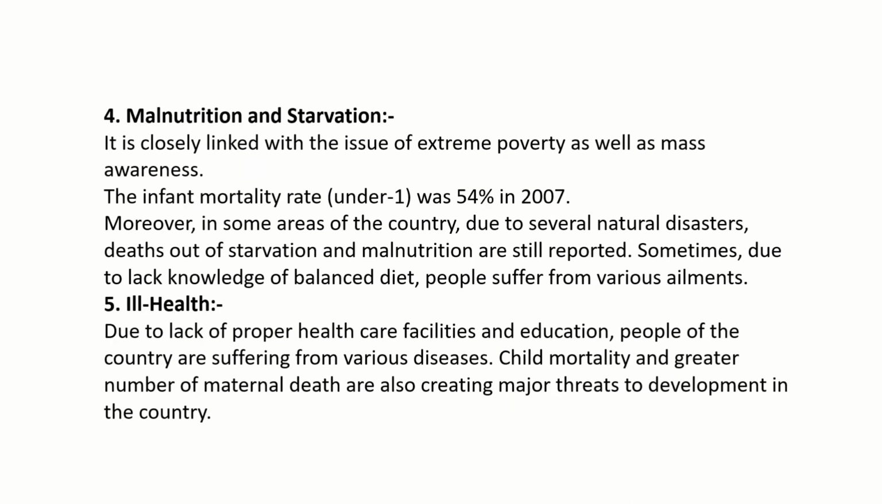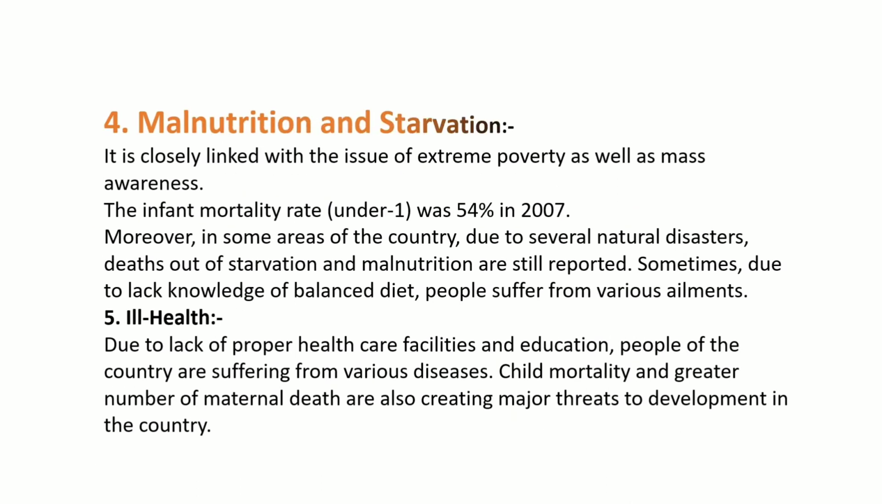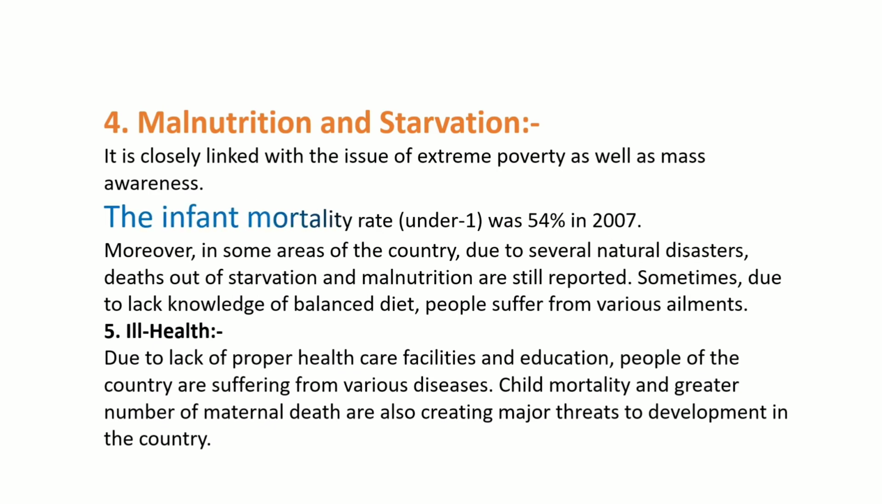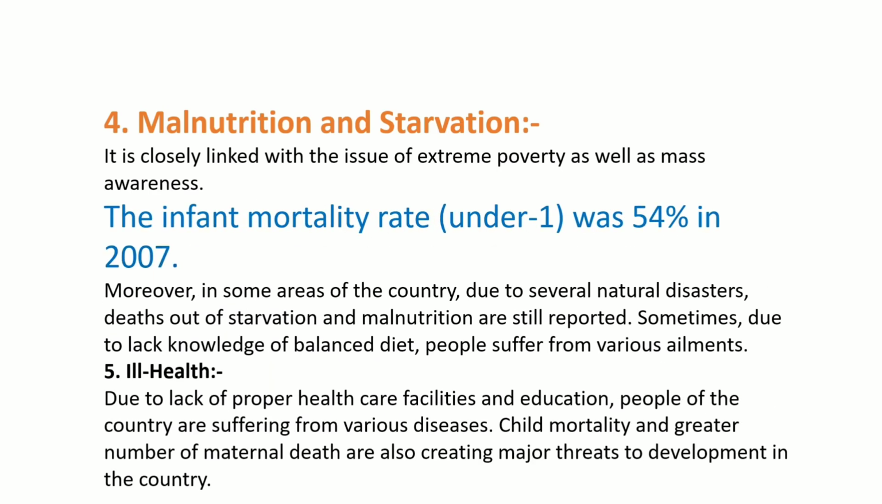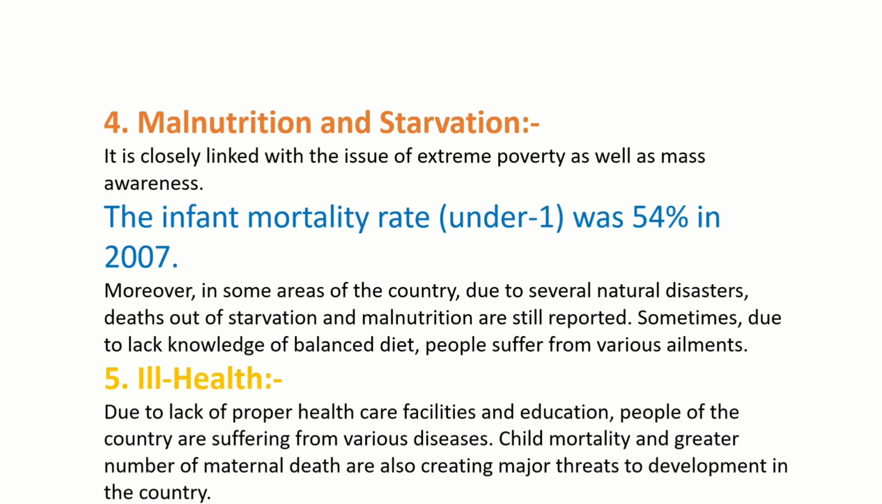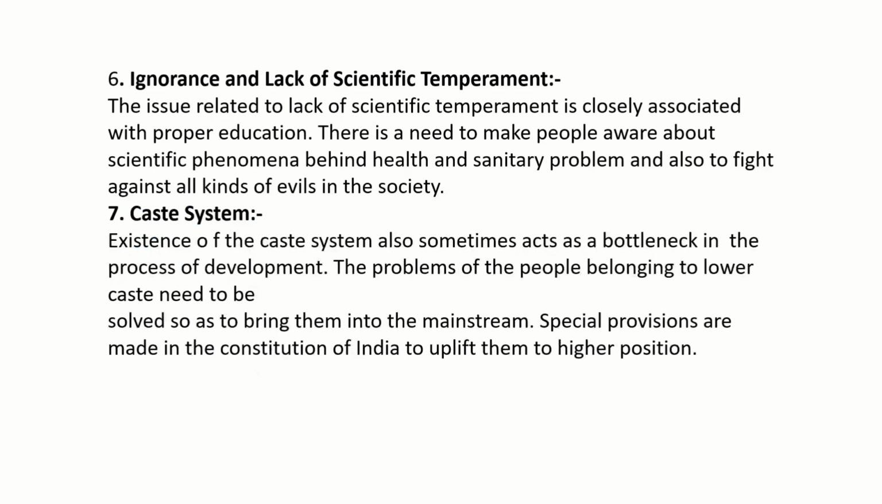Small land holdings. With the increase of population, land, one of the major factors of production, is becoming a scarce commodity. Malnutrition and starvation. It is closely linked with the issue of extreme poverty as well as mass awareness. The infant mortality rate under 1 was 54% in 2007. Ill health. Due to lack of proper health care facilities and education, people are suffering from various diseases. Child mortality and the greater number of maternal deaths are also major threats to the development of rural areas in India.